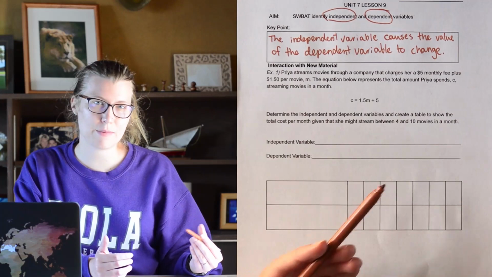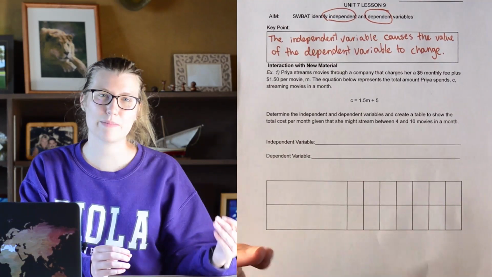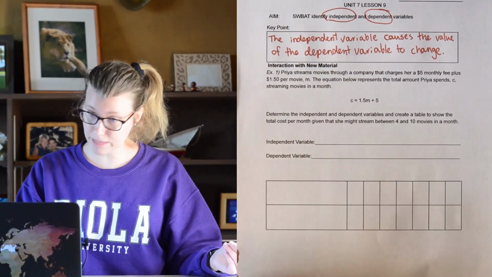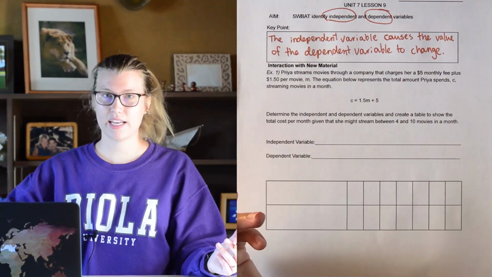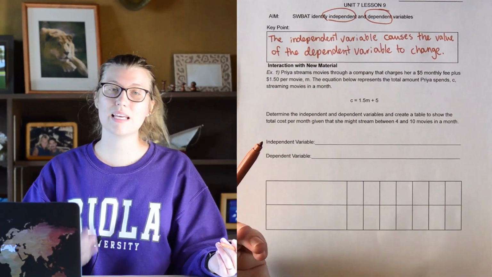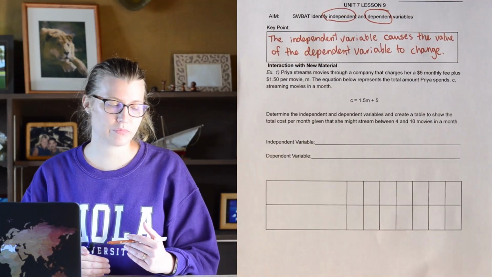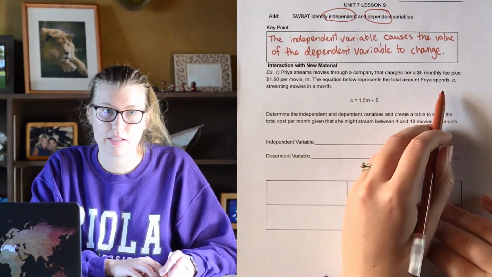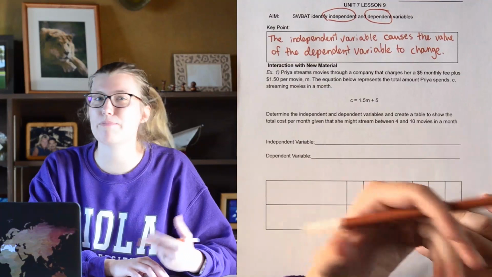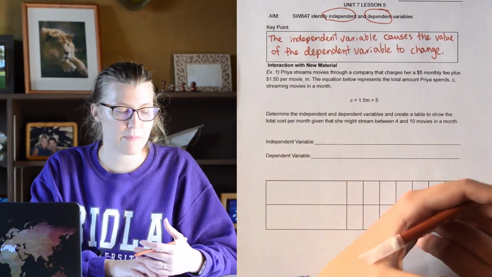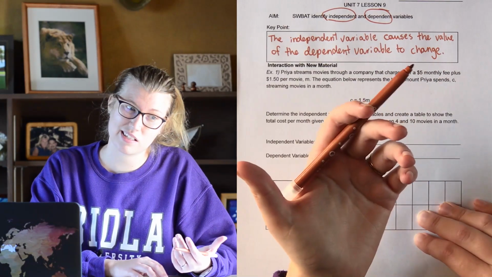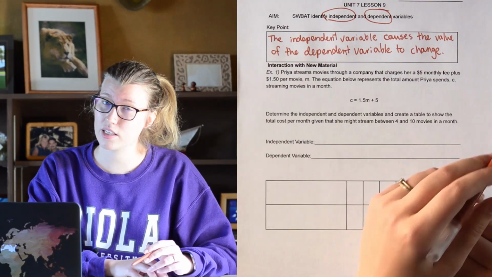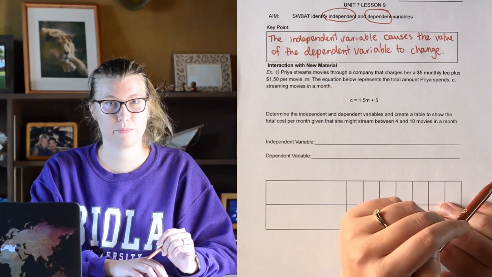Now, throughout this lesson, I'm going to ask you to annotate the independent and dependent variable the exact same way every single time. So your independent variable, the one that I get to decide, is going to be a circle, and the dependent is going to be a square. So let me look at my two variables again. I have movies and I have cost. So let me think about it. Which one depends on the other? The amount of movies depends on my total cost? Or does my total cost depend on how many movies I watch?